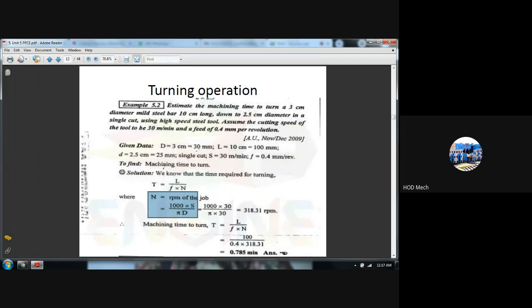So when you substitute N, it is 1000 into S, which is given in the problem as 30, divided by pi into the diameter, 30. So you are getting 318.31. Now please remember, when you substitute this, you have to directly substitute the value. Don't go for unit conversion here. The spindle speed's base unit is meter per minute. Therefore, there is no need to convert here. You substitute the same value and your value will be 318.31.